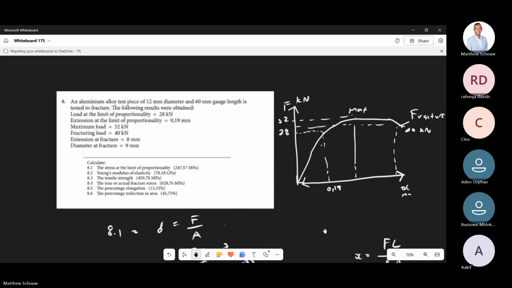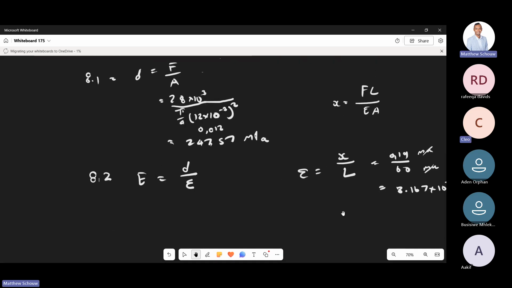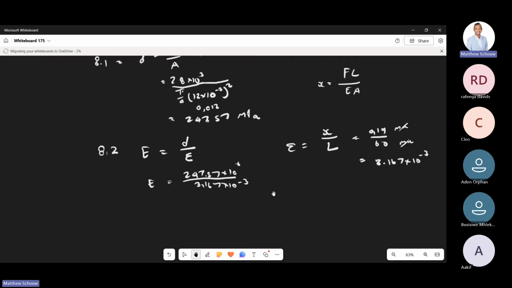Okay. So once we have the strain, we've got the stress, and now we just put this into our calculator: 247, right? 0.57 times 10 to the power 6. And then we divide this by that over there, so that's 3.167 times 10 to the power negative 3. And our answer should be in 10 to the power 9, which is GPa, gigapascals. Can we quickly confirm that?